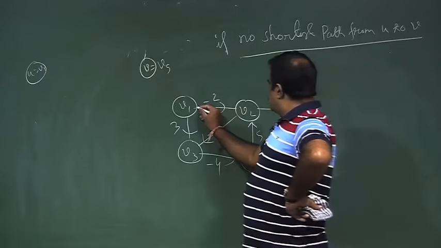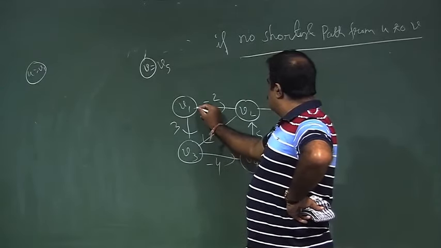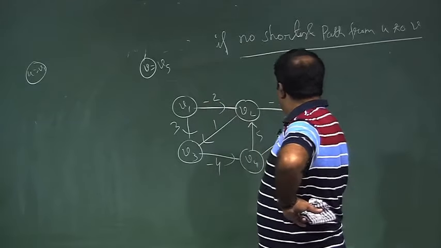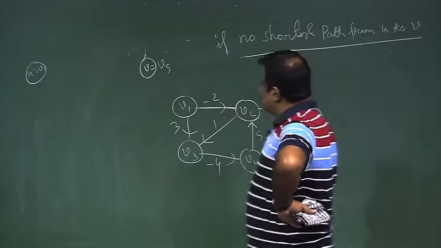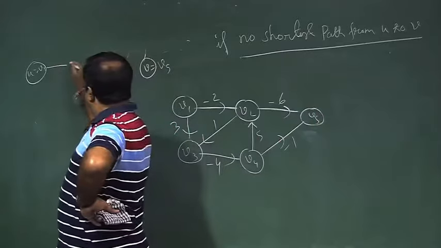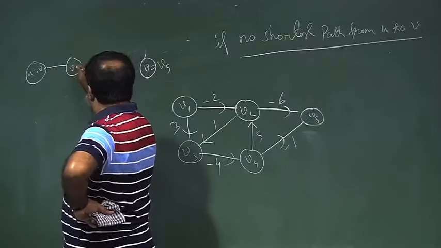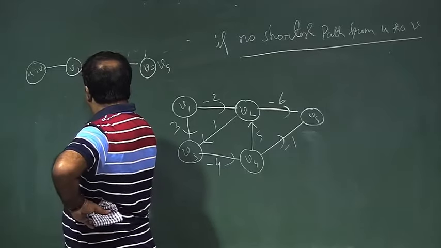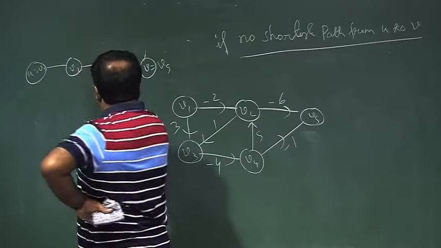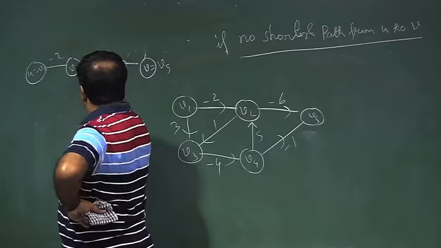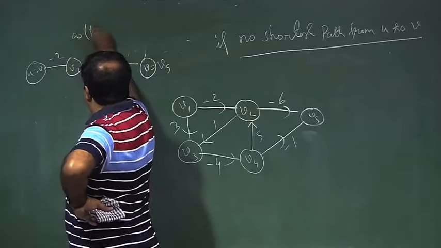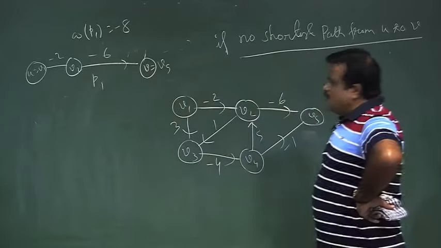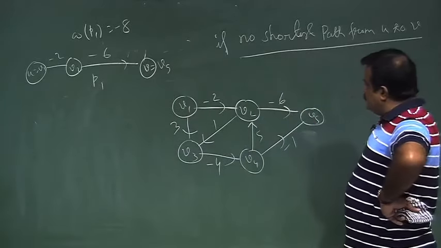So, there is one path: we can go from V1 to V2, then V2 to V5. Okay. So, this is basically one path, V1 to V2 and then V2 to V5. So, this is P1. So, what is the weight of P1? So, this is -2 -6. So, weight of P1 is basically -8. Okay. So, any other path from U to V?